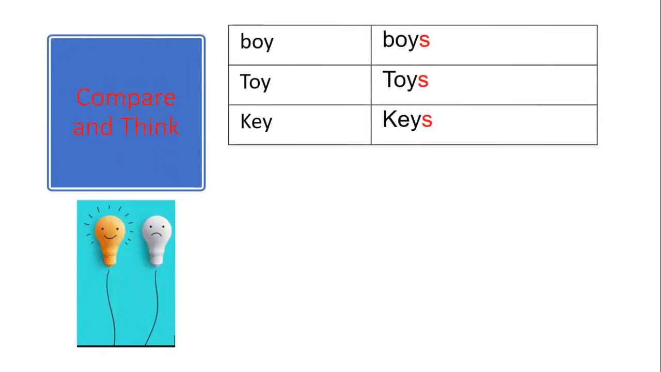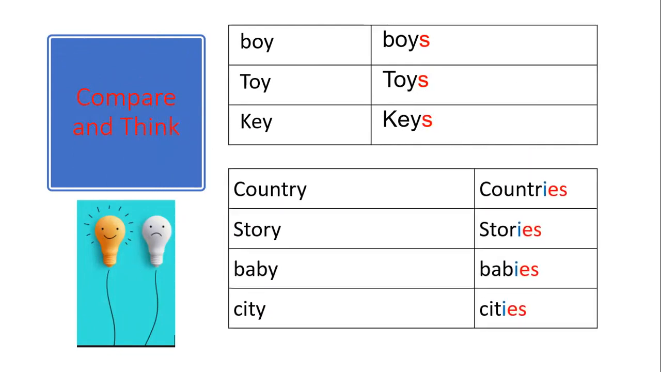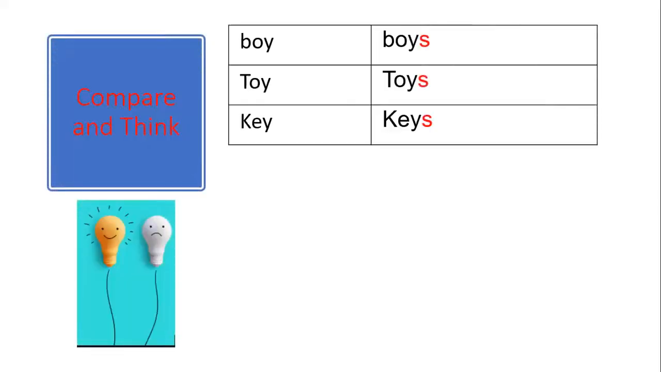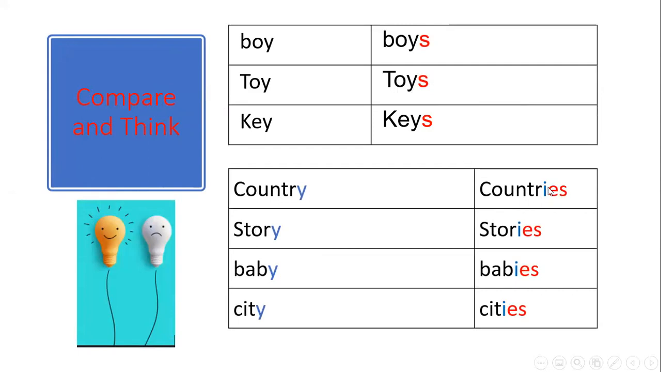Have a look here. We have again boy, boys. Toy, toys. Key, keys. Okay, again we add S. But we have country, countries. Story, stories. Baby, babies. City, cities. Why here? In boy, toy, key, we add just S. But in country, we changed, as you see here, the Y. Into what, please? You are right. We change the Y into I.